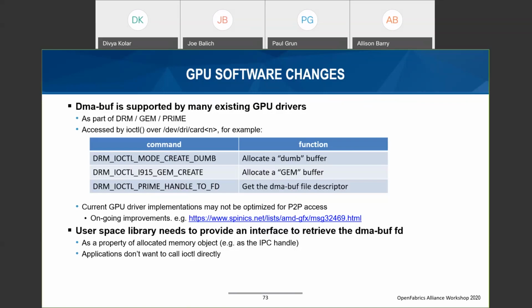For the user space library, it has to provide an interface to get a DMA-Buf file descriptor. So it should be a property of the memory being allocated. For example, it can be the IPC handle. Applications are going to use that user space library to do the memory allocation. So this is not a general malloc, and the user space library also doesn't want to call the I/O control directly.